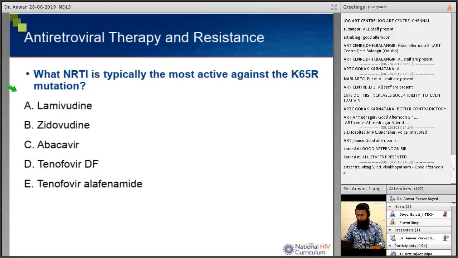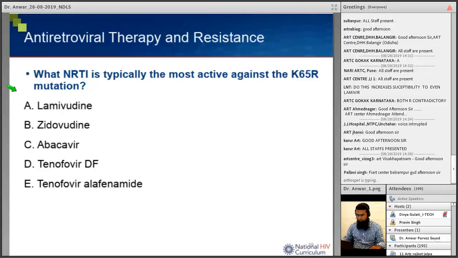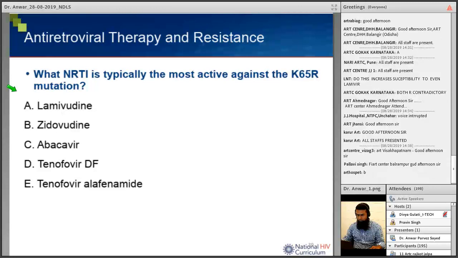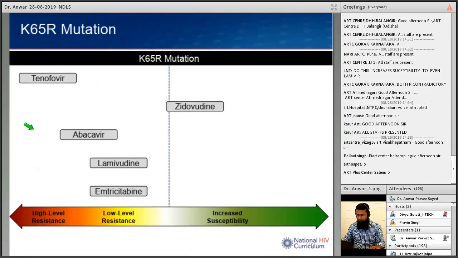So, here is again a question which is similar to the previous one. What NRTI is typically most active against the K65R mutation? Those who know can answer this. ART Hospet has answered B, which is actually the right answer, that in presence of K65R, tenofovir will not work, but the other drug which becomes more sensitive is zidovudine.